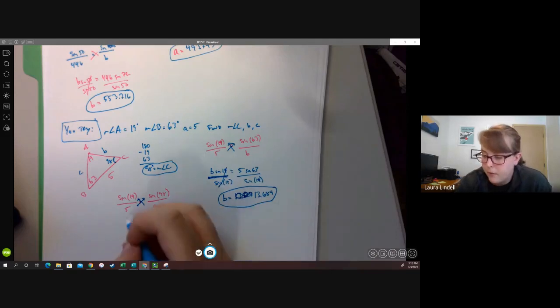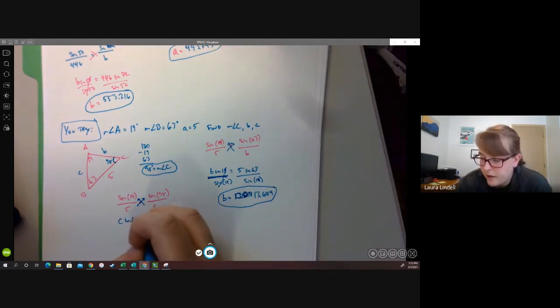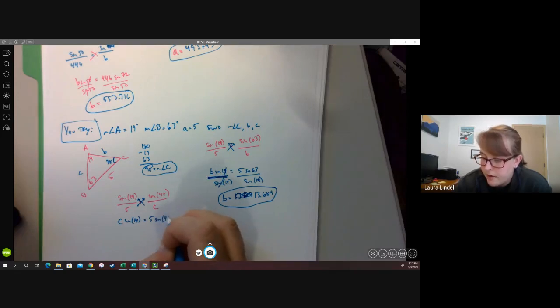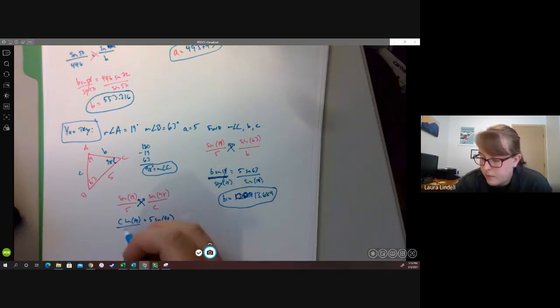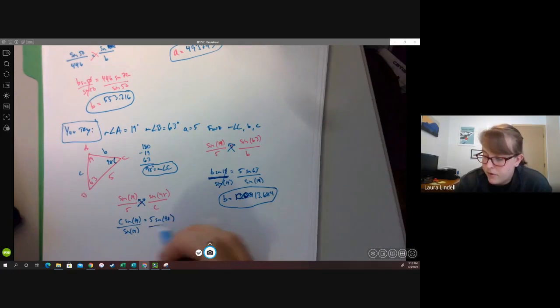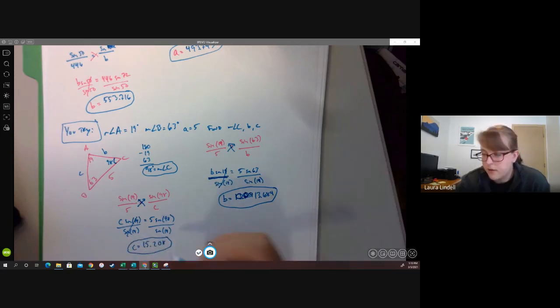Same thing for C. We'd get C sine of 19 equals 5 sine of 98. And then we would divide by sine of 19 on both sides to get C is 15.208. Okay. So that's the law of sines in a nutshell.